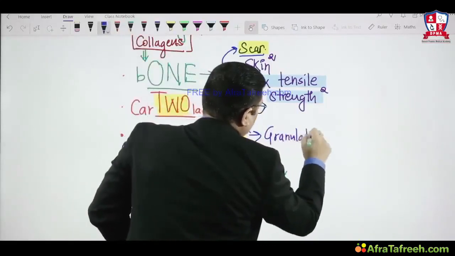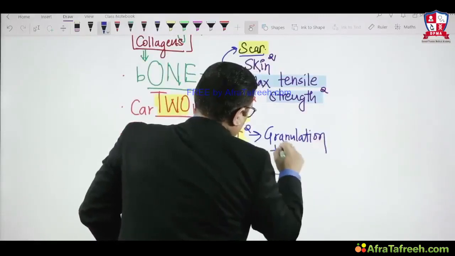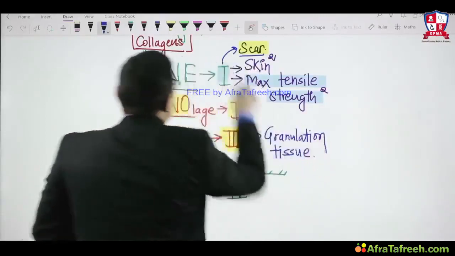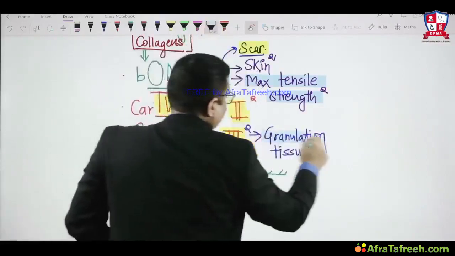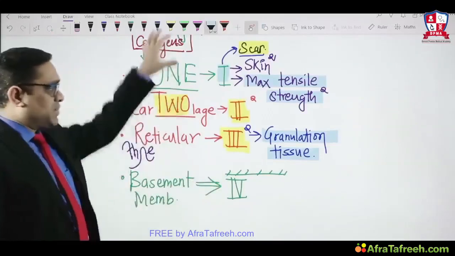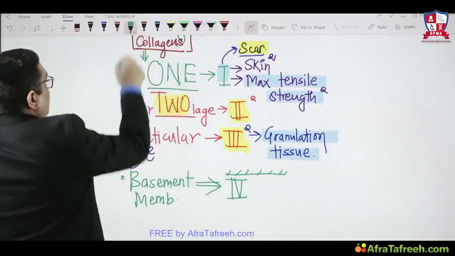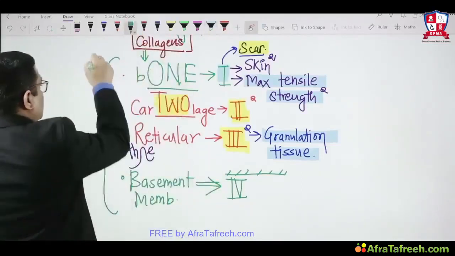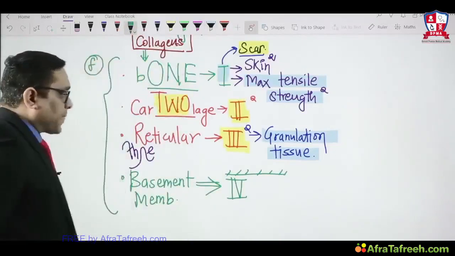So granulation tissue will be having type 3 collagen. So that was the question in the All India exam. Granulation tissue will be having type 3 collagen, right? So this table is very, very important for our future exams also. So keep revising this table for future questions also, right?